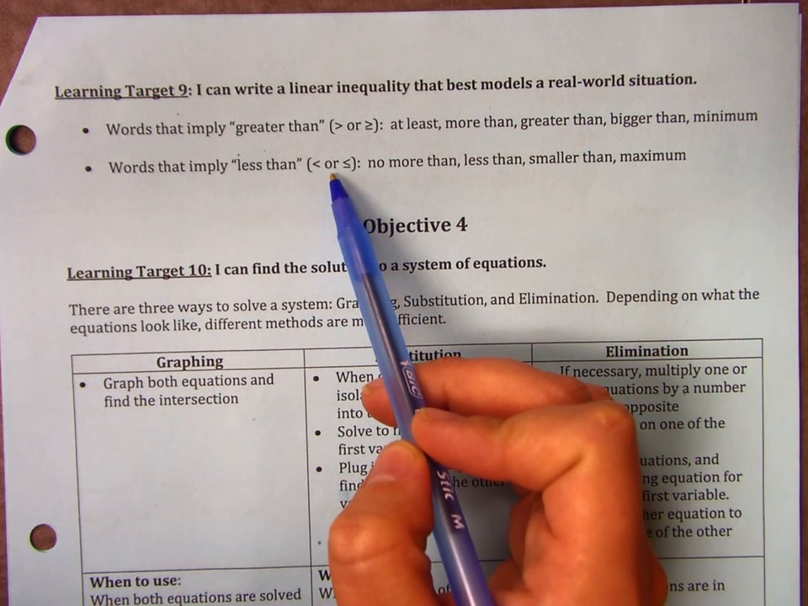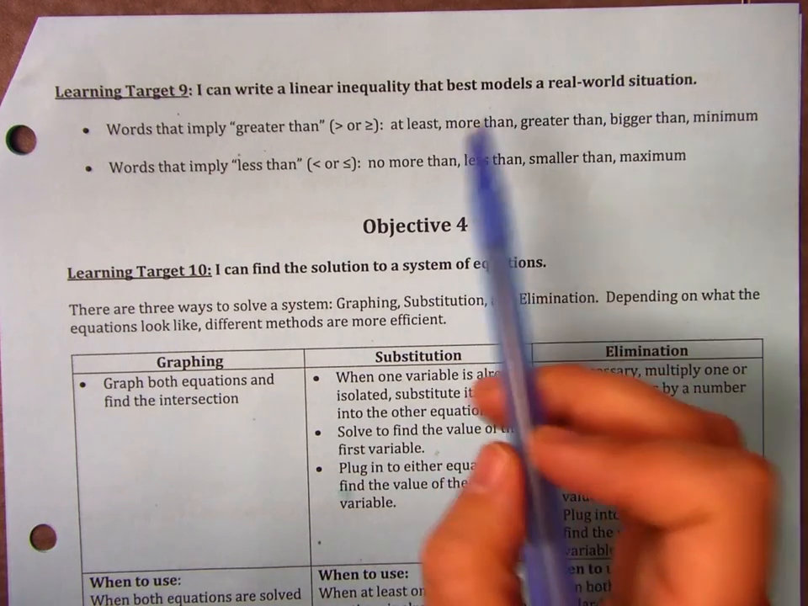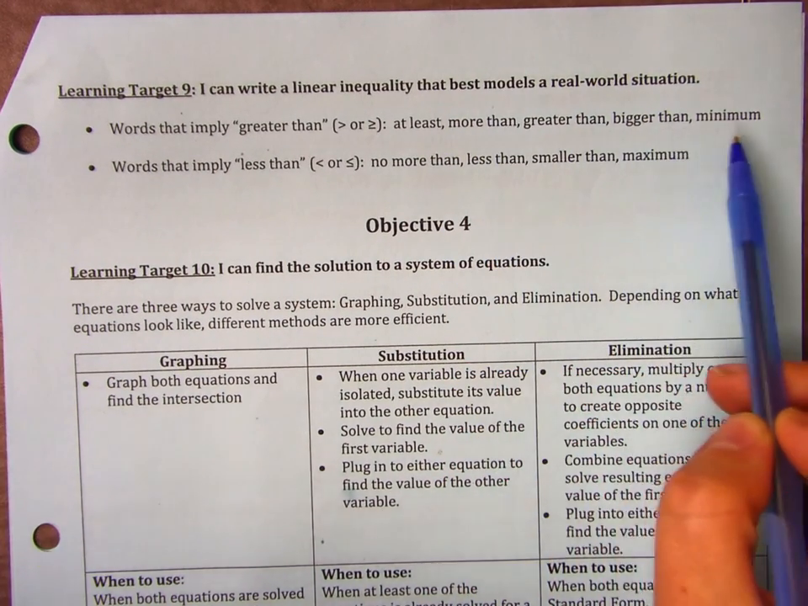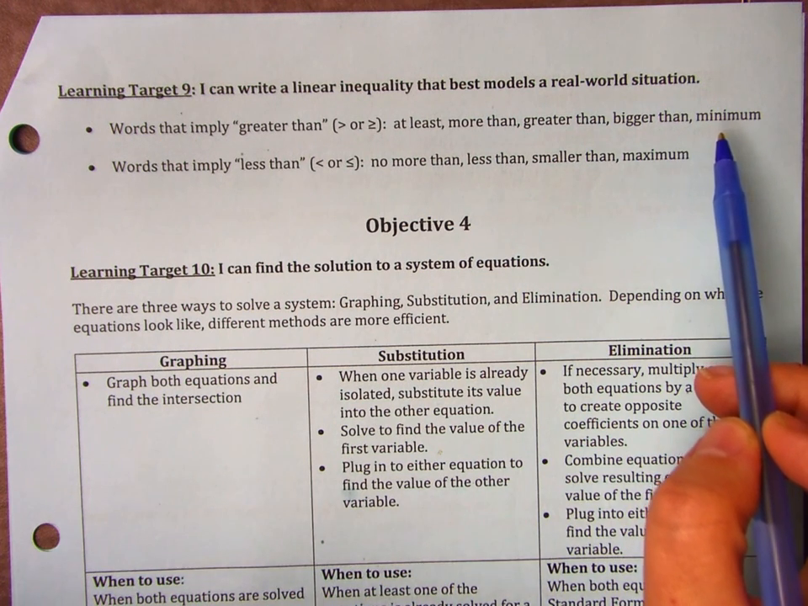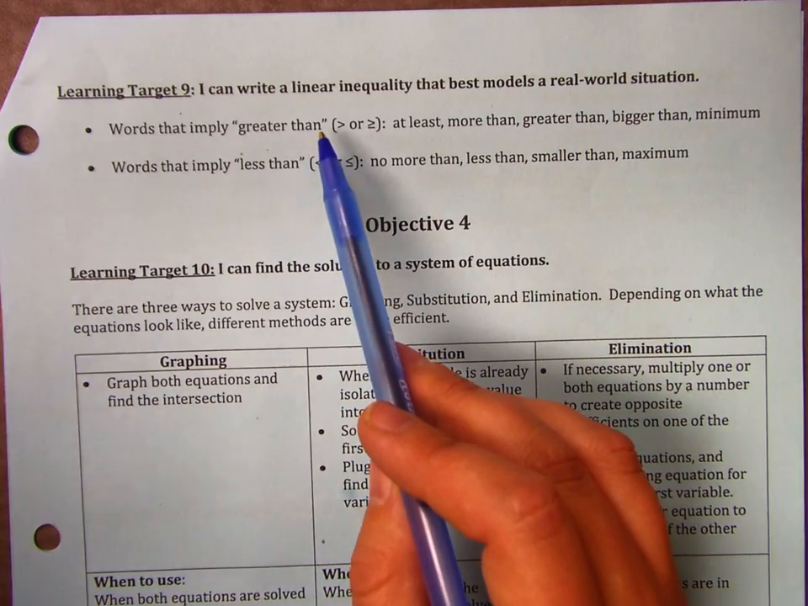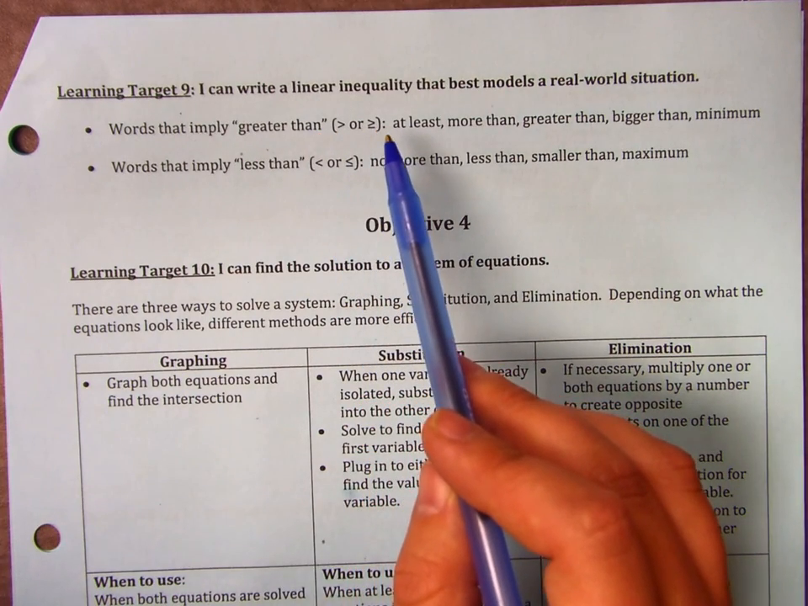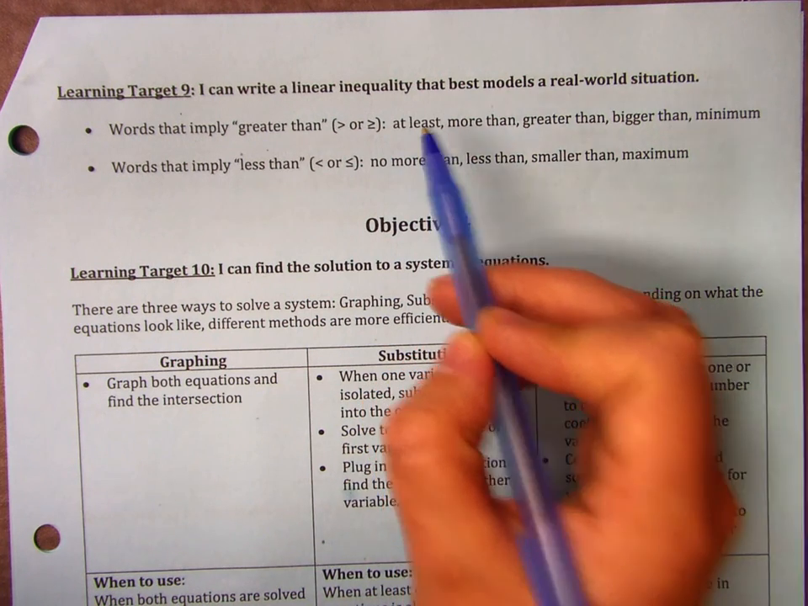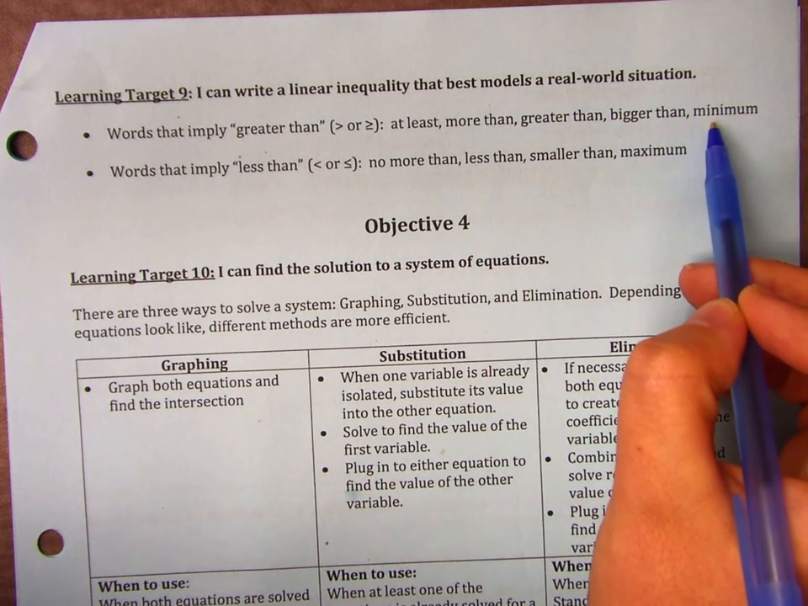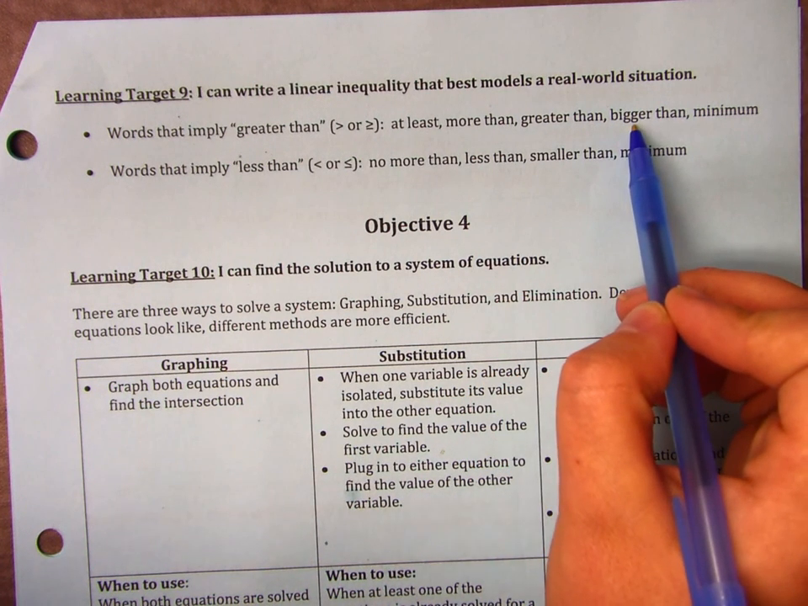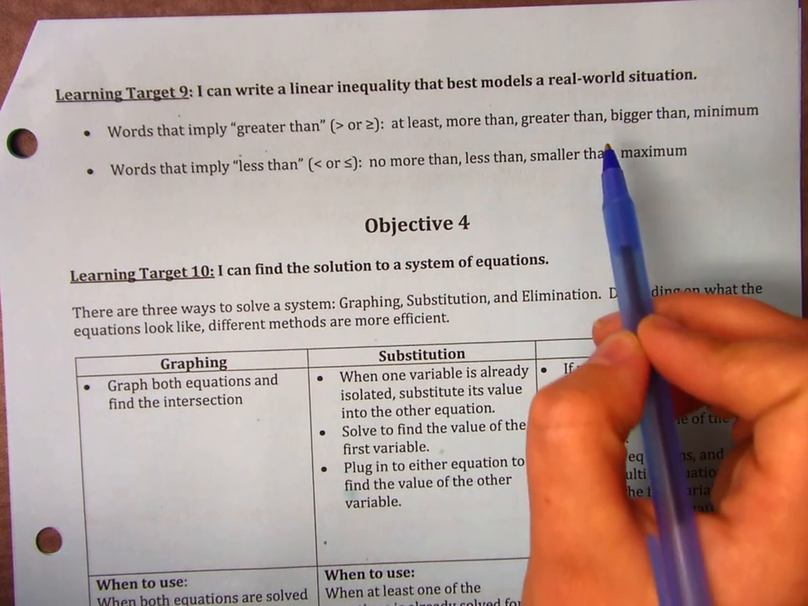Now, when you're reading the situation or thinking about the situation, if you look for words like at least, more than, greater than, bigger than, or minimum, those imply greater than. And then to decide if you have an equal sign, you need to know if it's like at least, that would include, or at a minimum, that would include the number. Whereas more than, greater than, and bigger than all would not include the initial number.